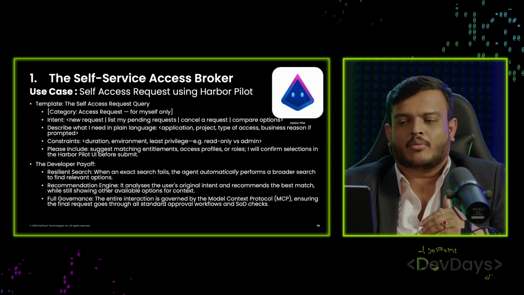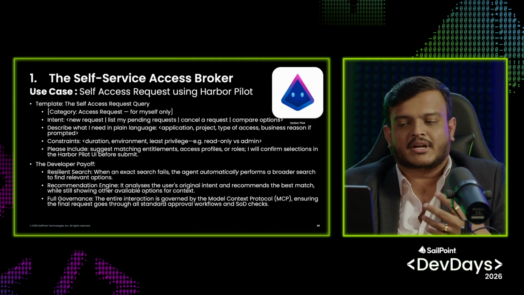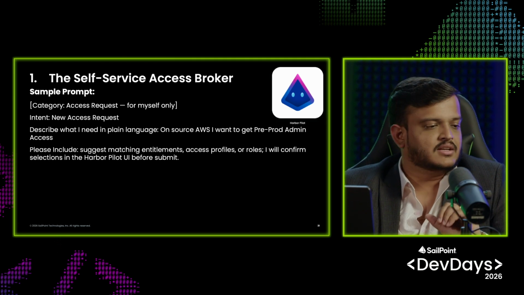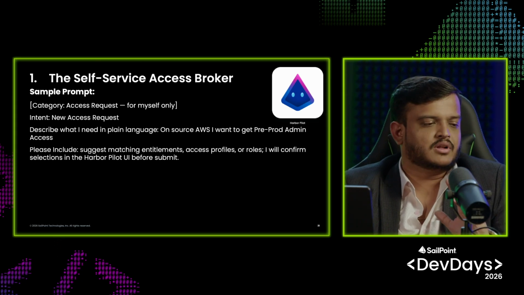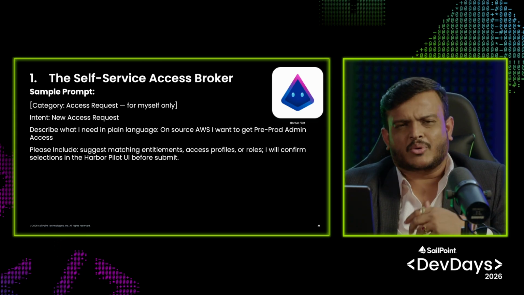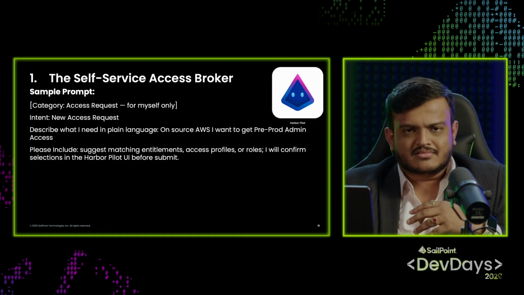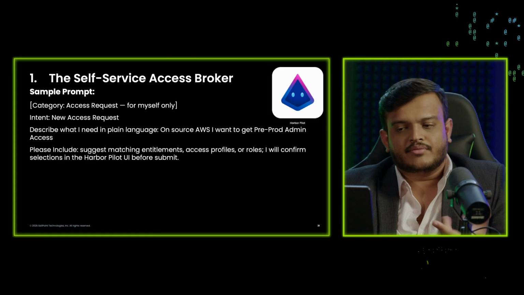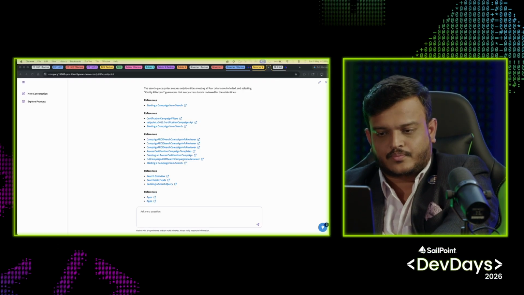We all know the problem. Users know what they need to do, and all the stuff. So this template allows you to ask it in plain text. The self-service access broker is going to be pretty simple. New access request: I'm a pre-prod admin, I want to know AWS access and suggest anything else if there is. So we're going to go again straight to the demo.